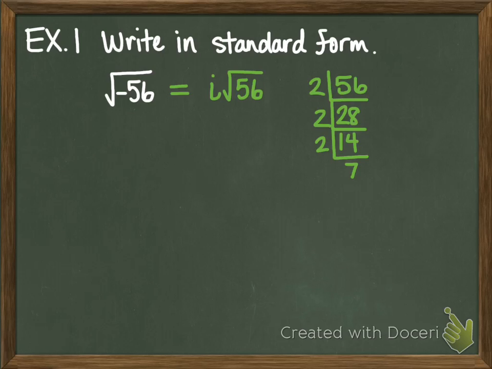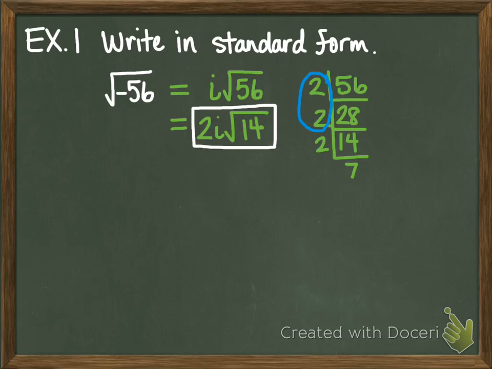Because it's the square root, I need pairs of numbers. So I have a pair of 2's. Nothing else on the outside has a pair, so those leftovers have to stay inside. And the pair can come outside of the radical as one of those numbers. So that means this is going to be 2 times the i that was already on the outside times the square root of 2 times 7 on the inside, which will be 14. So 2i times the square root of 14 is in standard form.